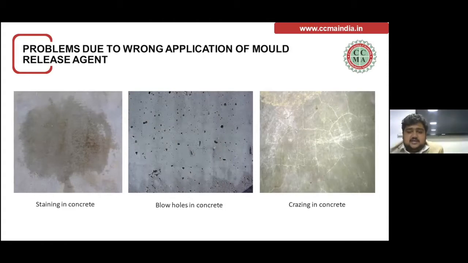And the second thing is that the plaster, you need to hack more, and it again hampers the strength of the concrete, and the adhesion of plaster will not happen over here, or any other coating or material you apply. Blowholes in concrete, these are micro air bubbles in concrete. This happens because of not using the right release agent. And creasing in concrete, again one big reason: if the mold release agent is over applied, creasing happens.